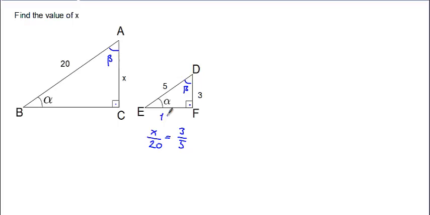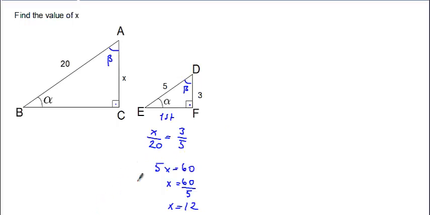This is the first way, and I used here in the first way the similarity formula. 5x is equal to 60, and x is equal to 60 over 5. X is equal to 12. This is the first method to find the value of x by similarity. But we have the second method also here.